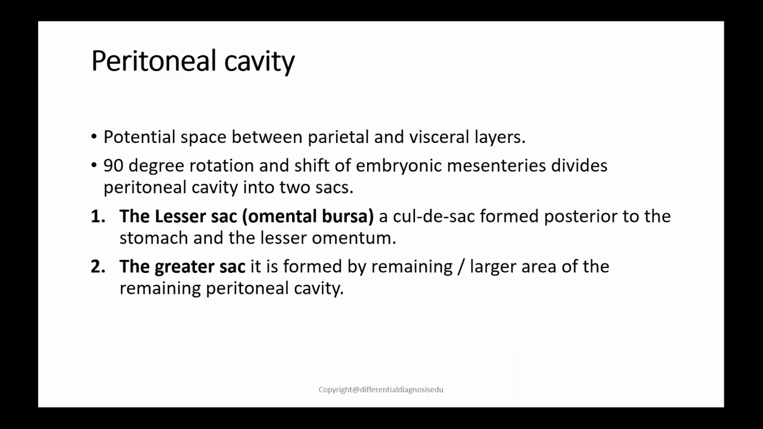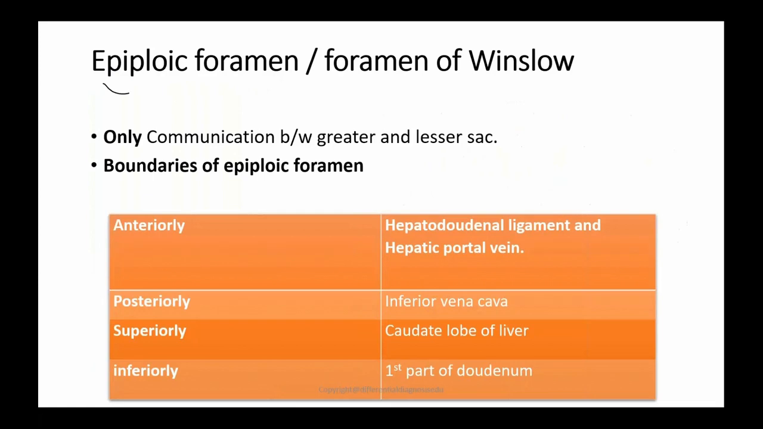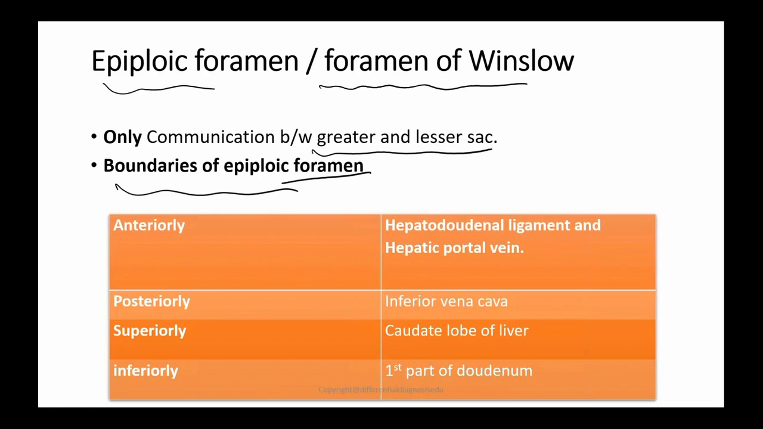Epiploic foramen is important. It's also called foramen of Winslow. This is the only communication between greater and lesser sac. Now, what are the boundaries of the epiploic foramen? They will not ask you any of these boundaries, but you should know, because there is one thing which they will ask you, which is the content of the epiploic foramen. That is the most important question. But let's go over the boundaries.